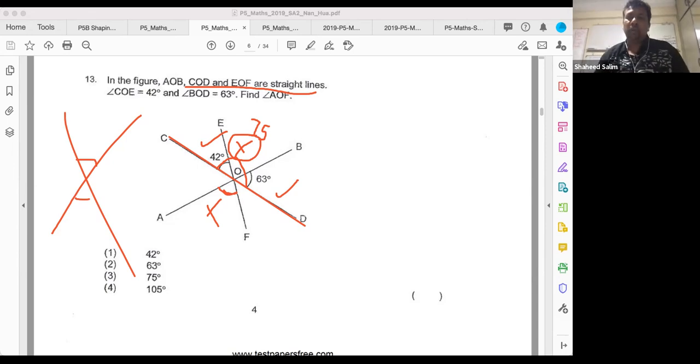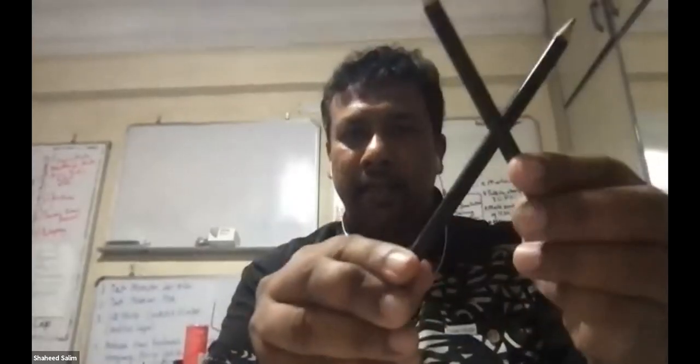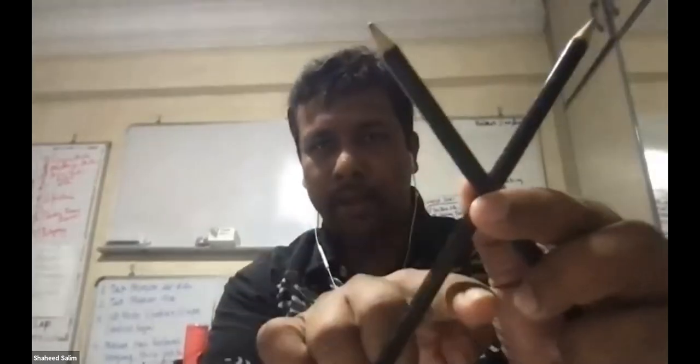Okay, those of you who don't understand, opposite angles are the same. You see the top and bottom are the same angle. You make it smaller, the bottom becomes smaller. You make it bigger, the bottom becomes bigger. So vertically opposite angles are always the same if it's a straight line.